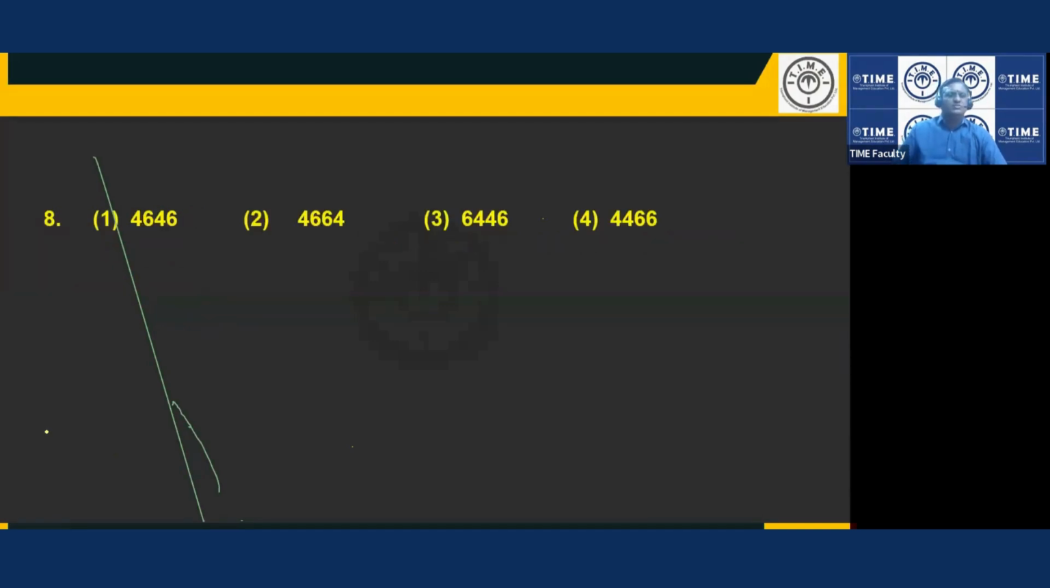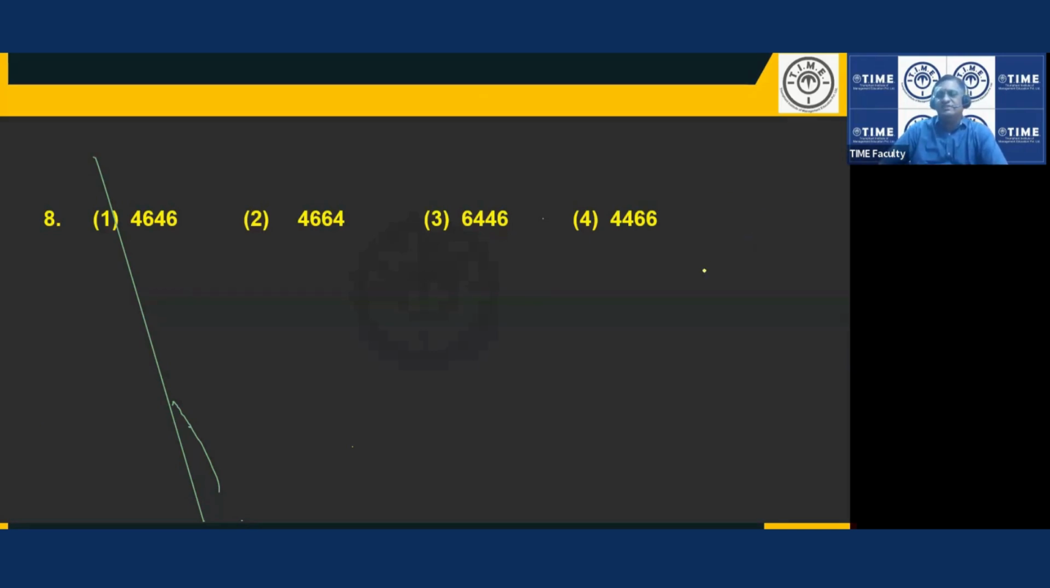Next, question number 8. See, they look the same, all the numbers are given in the combination of 4646, but the digits are swapped. Many people are not attempting such questions, but this is very important. When such questions come, just verify the divisibility rules.